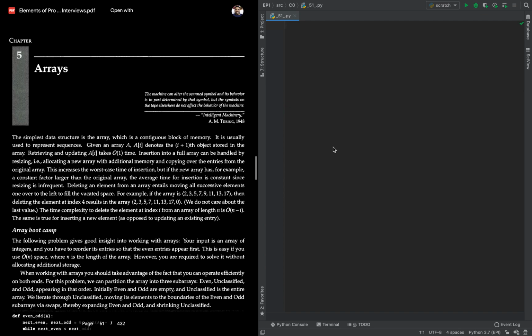Everybody. Today we're going to be going over chapter 5, and that's arrays in the Elements of Programming Interviews in Python book. I always like reading the quote just because it's pretty inspirational.